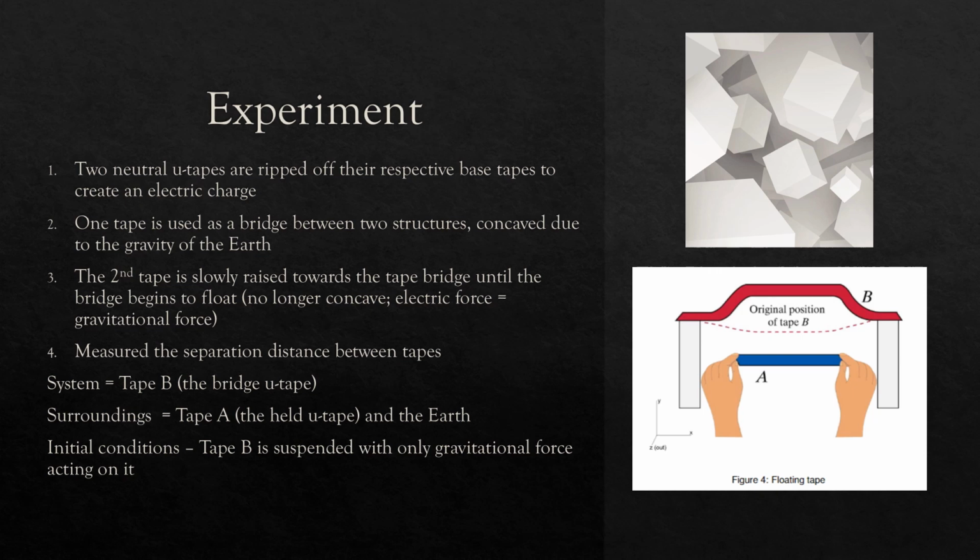And then we're going to measure the separation distance between the two tapes. Just another note, the system is going to be tape B, so that's the one that is first concave, and then it's going to start floating upwards. The surroundings are going to be tape A, which is the tape that we're moving up to the bridge, and the Earth. So that's going to be the electrical force of tape A acting on tape B, and the gravitational force of the Earth acting on tape B as well. And then the initial conditions: we're just going to have tape B suspended across the two structures, and only the gravitational force is acting on it.